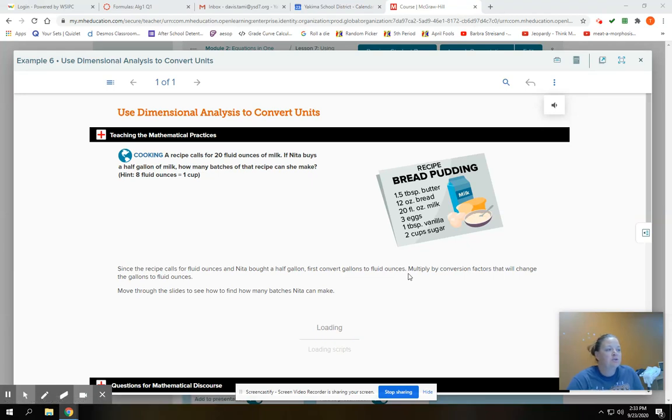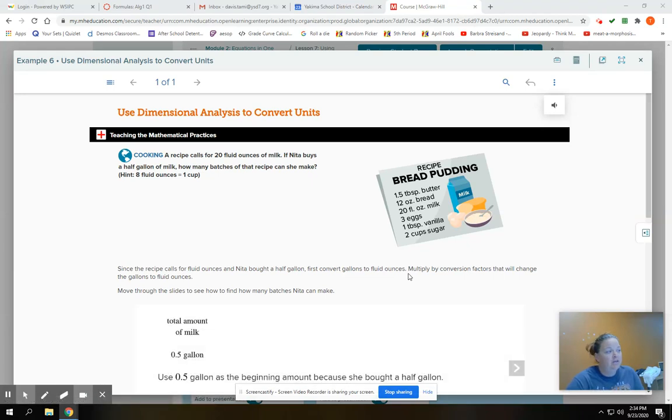A recipe calls for 20 fluid ounces of milk. If Nita buys a half gallon of milk, how many batches of that recipe can she make? Hint: 8 fluid ounces equals 1 cup.